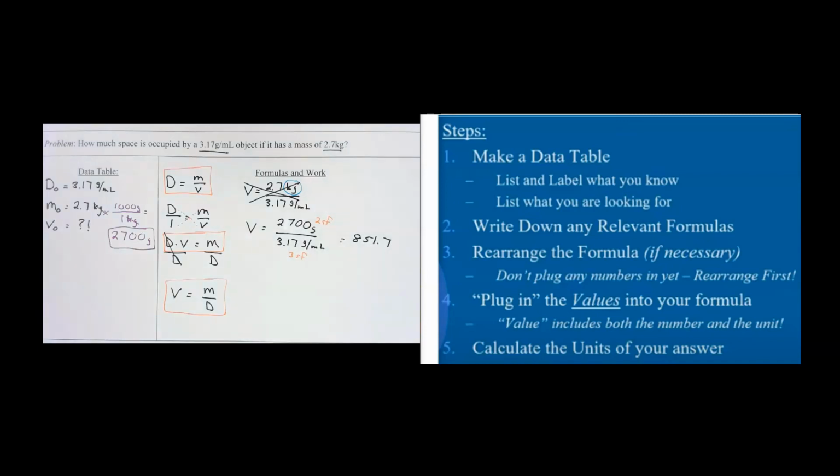All right, I need to round that to 2 significant digits. So there is 1 significant digit. Here is my second significant digit. The number after it is a 1, so I won't have to round it. So I'm going to end up with 850. Okay, that's the numeric part of my answer.